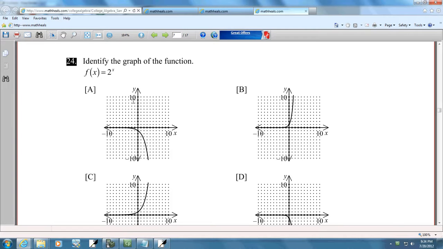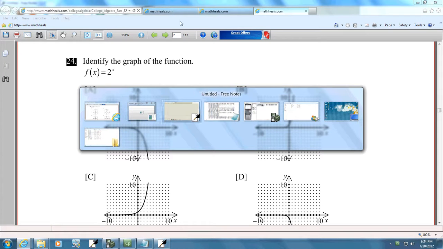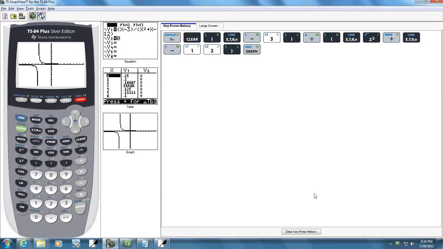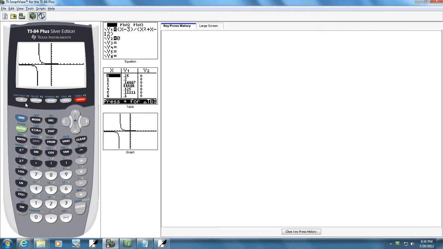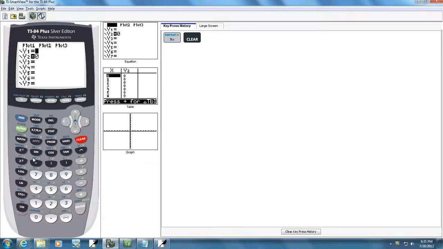Let's take a look at number 24. It says identify the graph of the function. And let's first do it on the calculator. Then we'll do it by hand. I'm going to press my y equals, clear, and then 2 to the x key. So I do 2 caret and then x. And then graph.